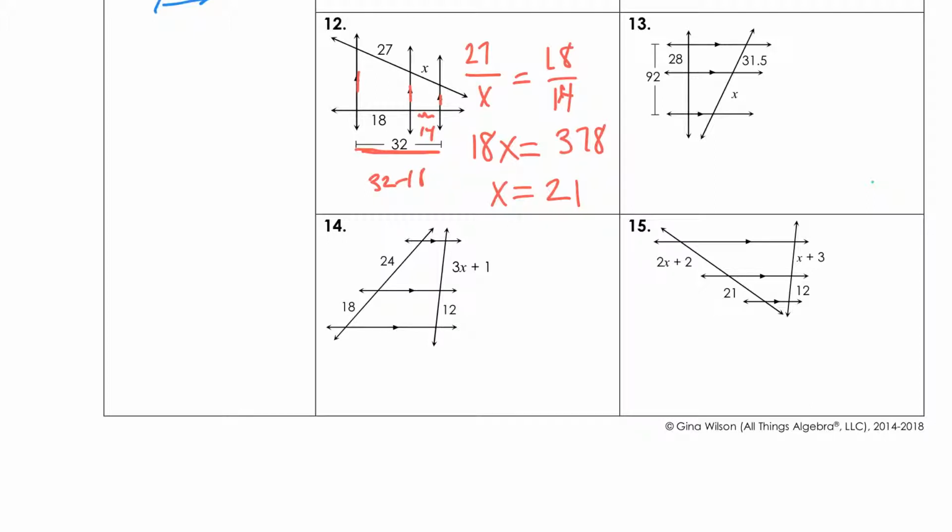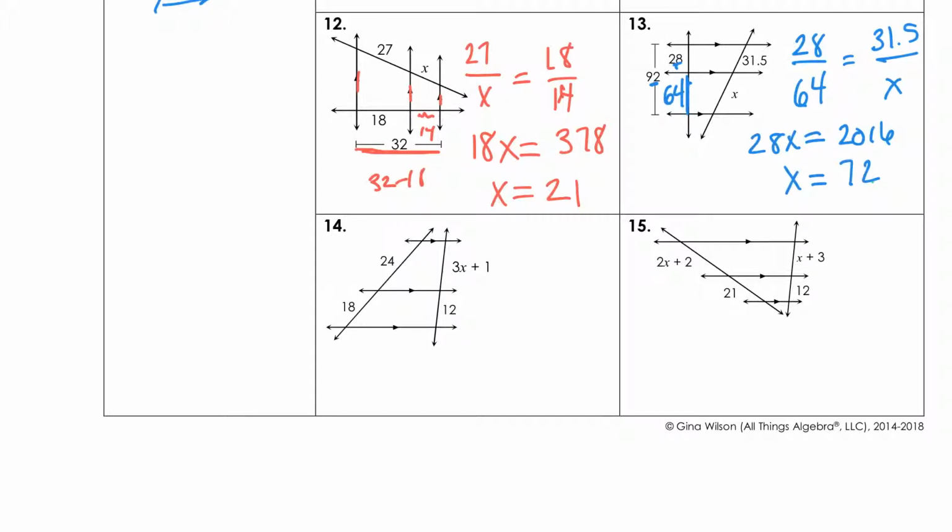Number 13. Once again, we need to find the difference here for this segment. 92 minus 28 gives us 64. So I'm going to say 28 over 64 is equal to 31.5 over x. 28x is equal to 64 times 31.5, 2016. Divide both sides by 28, x equals 72.